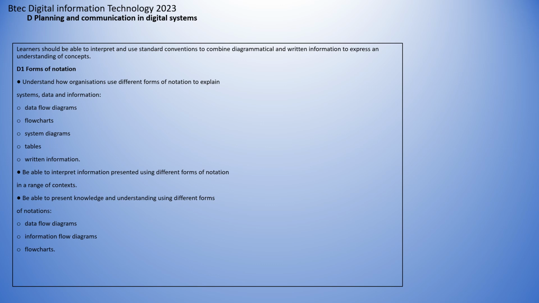The last unit is section D, which is planning how a communication system works. Here we'll do some forms of notation, which is building flowcharts and system diagrams and things like that. How do we put lots of data into information to make it easy for people to use?